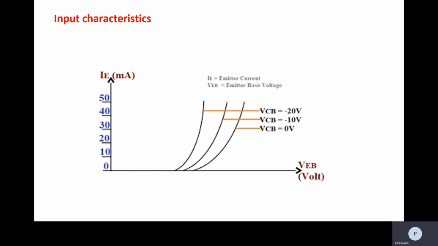And then at each point, we will record the input current IE value, and we will repeat the same process at different output voltage levels. Based on these values, we will plot the graph between the input voltage and input current. So it is the input characteristics of a CB configuration.